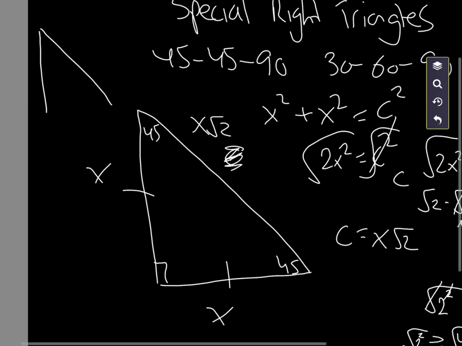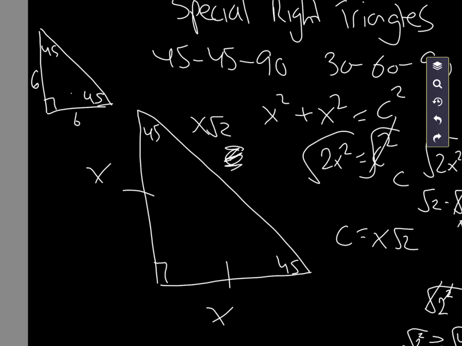Let's say we have a right triangle, and let's say that we once again have our 45, 45 right triangle. Let's say this side was 6. What do you think the other sides will be? Well, from this diagram, obviously, the two shorter sides are going to be the same length because it's an isosceles triangle. I mean, the sides opposite the angles have the same length.